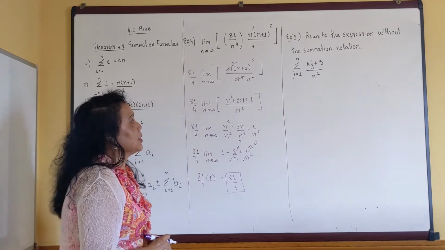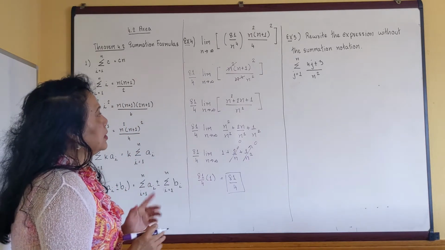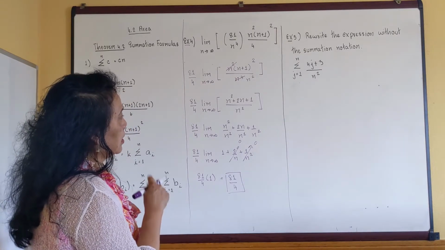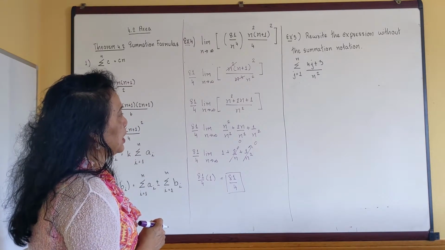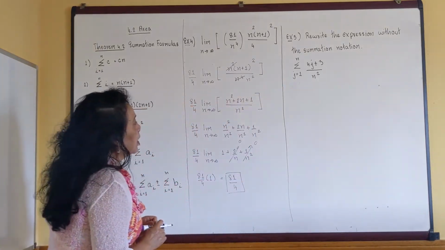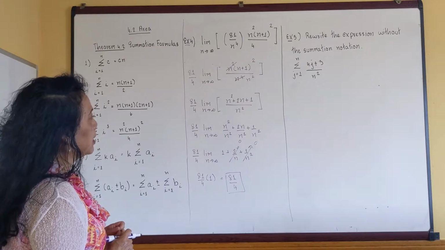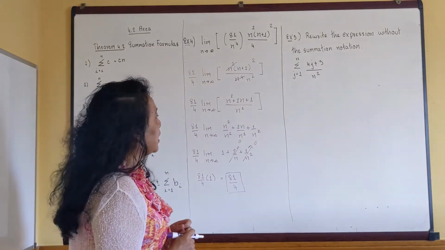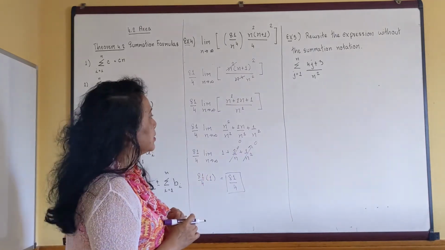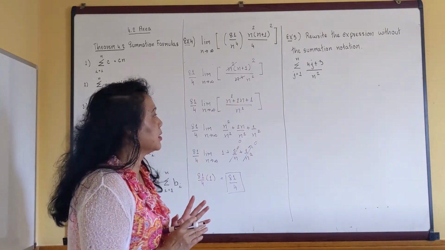Alright, let's look at the next example. The last example, example 5. They want us to rewrite that expression without summation notation. So they don't want to have this summation notation. Again, j is your variable here. j starts from 1 to n. n can be any constant. Just think of it as a constant, right?